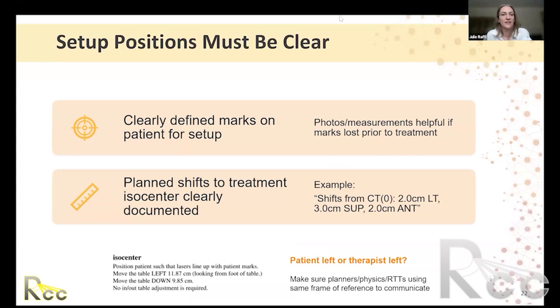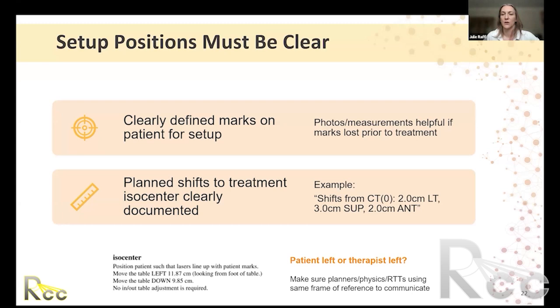So we want to clearly define marks on the patient for setup. At the time of simulation, I know you covered this during your simulation presentation, we want to have reference points on the patient, 3 points for setup, making sure the patient's level before aligning them to isocenter. So we want these marks to be clear on the patient, and having photos of where these marks are located is very helpful, especially if the marks might be lost prior to treatment.